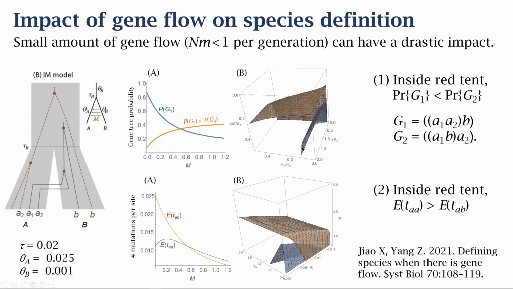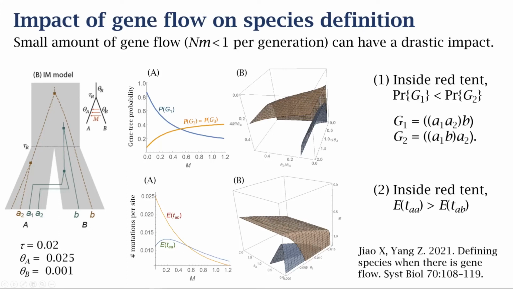Okay, so another interesting study we did was to look at the impact of gene flow. This is a really exciting case. It's a little bit complex, so I'm going to take time to explain. Suppose we have two species, but there's a little bit of gene flow going from B to A. Then, even with a little bit of gene flow, you may end up with a situation where the within-species difference is apparently larger than between species.